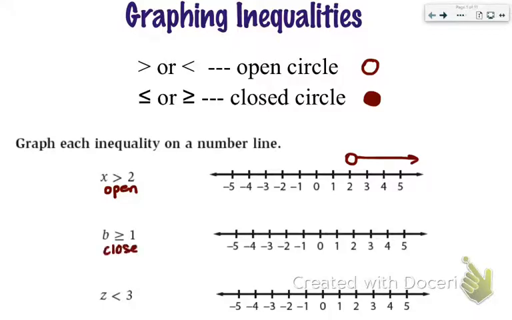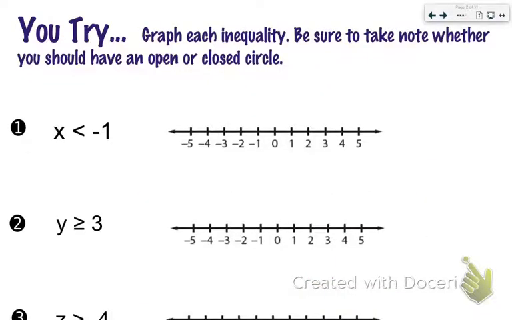Our second one, we've got a greater than or equal to sign, so that means we need a closed circle at 1. And because it's all values greater than or equal to 1, 2, 3, 4, 5, and so on, make that true. Our third example, z is less than 3. We need an open circle because of the inequality sign at positive 3. And this time it's less than 3. So we need an arrow going to the left for all values that are less than 3. So that would be 2, 1, 0, and all the negative numbers. Go ahead and do the Try-Its.